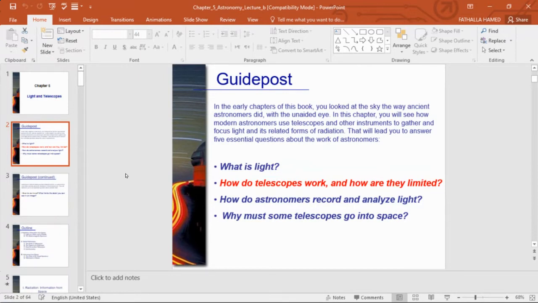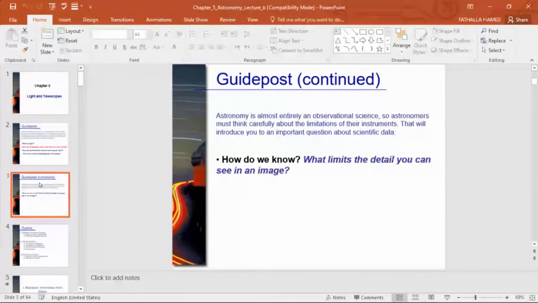What is light? How do telescopes work and how are they limited? How do astronomers record and analyze light? Why must some telescopes go into space? Astronomy is almost entirely an observational science, so astronomers must think carefully about the limitations of their instruments. That will introduce you to an important question about scientific data. How do we know? What limits the detail you can see in an image?